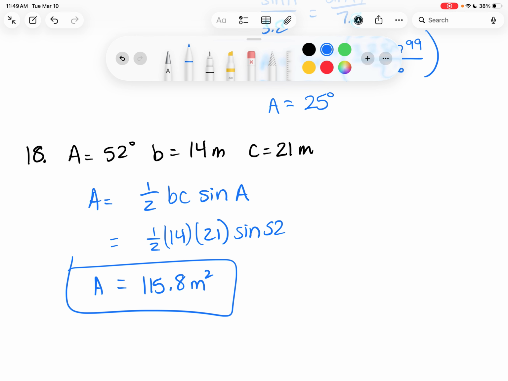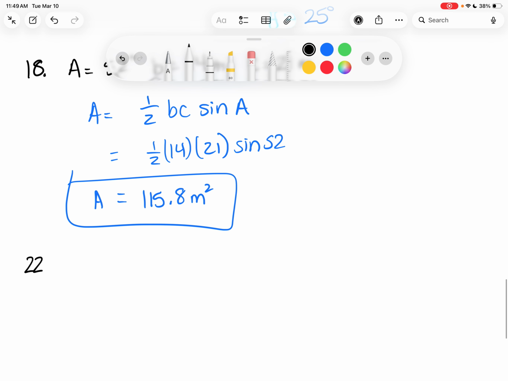The next set of area problems say: decide whether a triangle can be formed with the given side lengths. So again, you should check that on all side problems. And then use Heron's area formula to find the area if it does make a triangle. Number 22: side A is 5, side B is 9, and side C is 7.